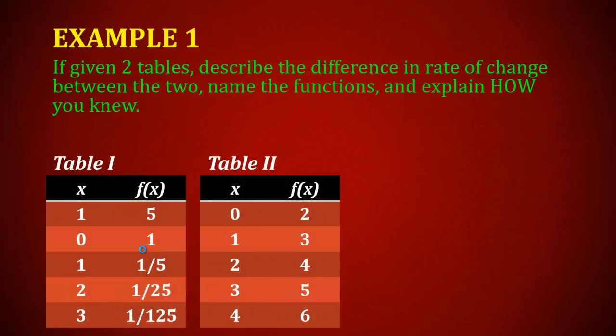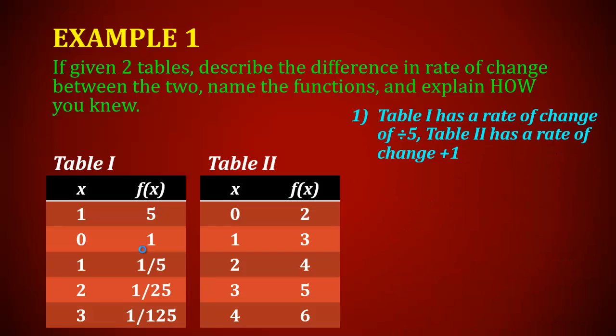All right, so example 1, given 2 tables, describe the difference in the rate of change between the two. Name the functions and explain how you knew. So this is where you would pause it. All right, so first things first, rate of change, difference in the rate of change. Well, table 1 has a rate of change of, we're dividing by 5, okay? Dividing by 5 each time.